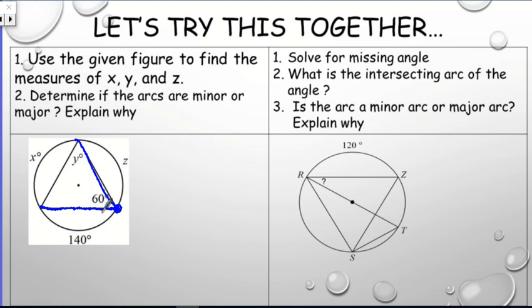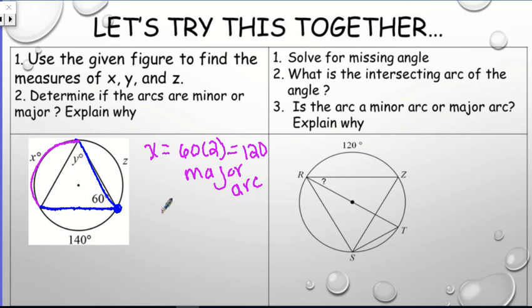And the rule tells me that if this is 60, then I double it to get the intersecting arc. So the intersecting arc here is going to be 120. So I would say X equals 60 times 2, which is 120. And because 120 is greater than 180, then that is what we call a major arc. All arcs greater than 180 are major arcs.